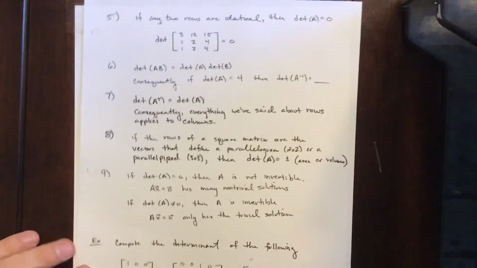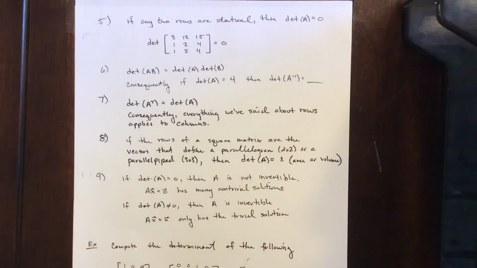Let's keep moving forward. Property number 5. If any two rows are identical, then the determinant of A is 0, because if row 2 equals row 3, that means they're related to one another. So if the determinant is measuring what I claim it's measuring, then the determinant should be 0.